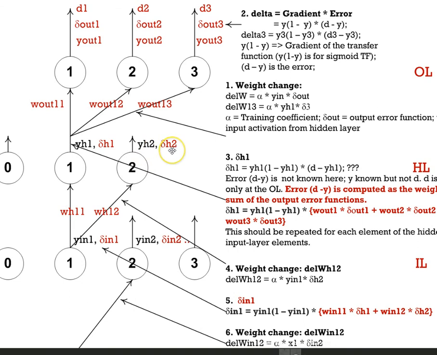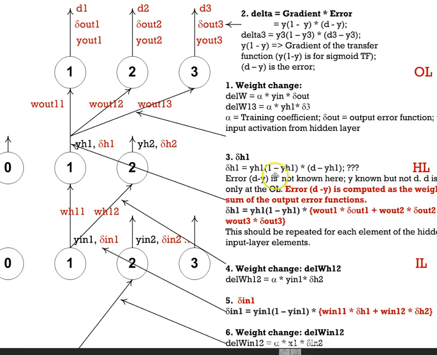Now the thing is, how do we compute the delta functions for the hidden layers? Take delta h1, for example: yh1 into 1 minus yh1, and if you use the same formula, we have to have d minus yh1. But what is d? There is no such thing as a d here, because the desired values are known only at the output layer, and that's the biggest problem. The desired values are known only at the output layer, but not at the hidden and the input layers.